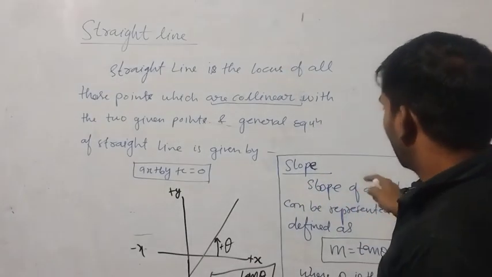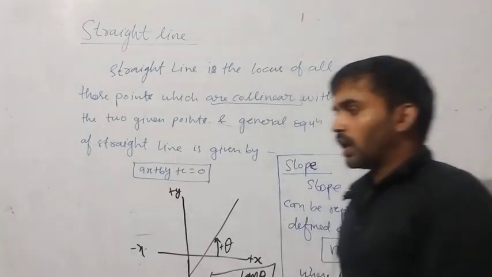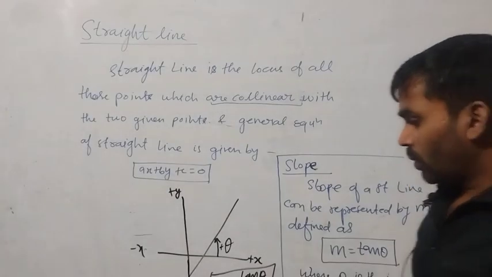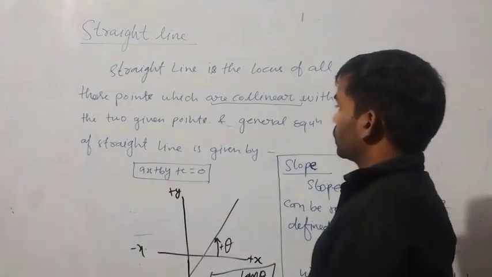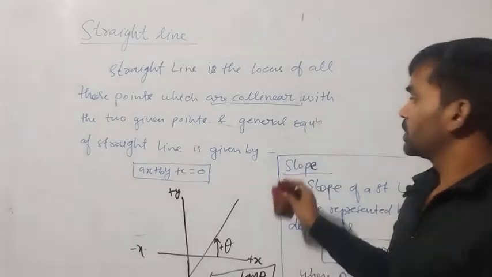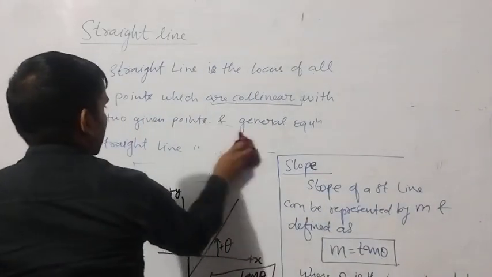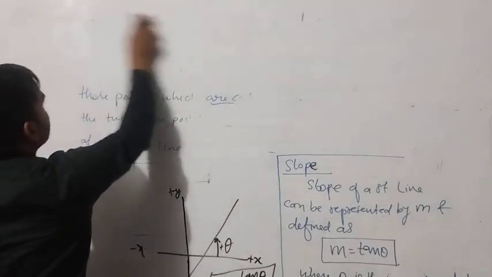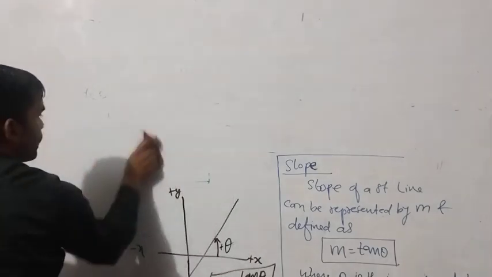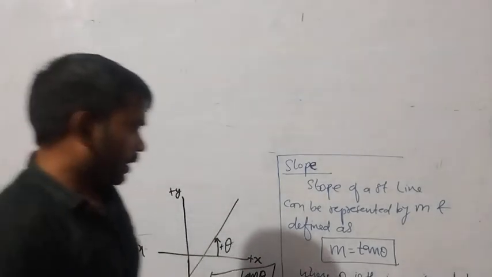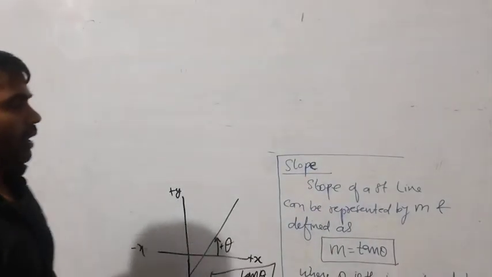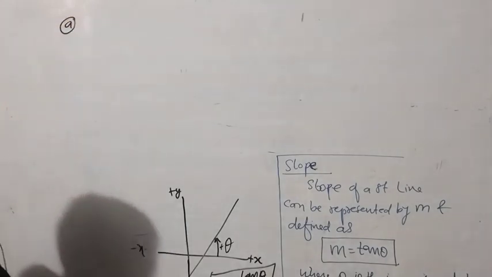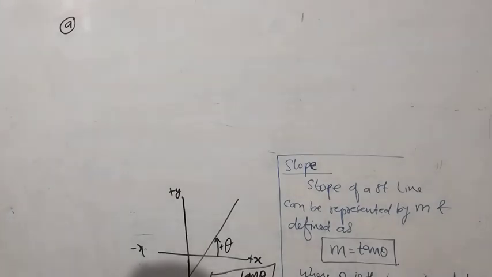Now we can see what types of straight lines there are in coordinate geometry, and how we can calculate the slope of the different types of lines. Next, if you want to calculate the slope of lines, the first case is: what will be the slope of a line parallel to the x axis.